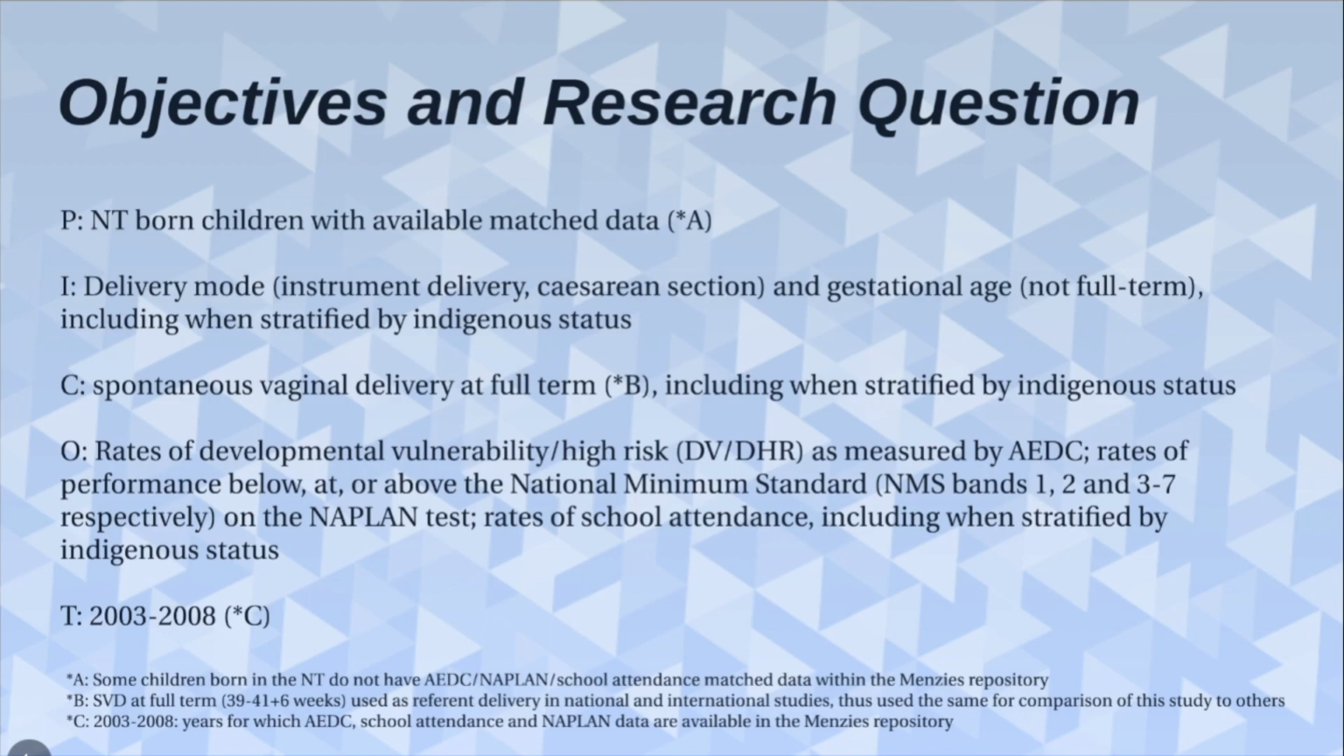Nonetheless, the aims will be met through the study's research question, which was made using the PECOT method for available data within the repository. This formulated a final research question which reads, for children born in the Northern Territory between the years of 2003 and 2008, did births by spontaneous vaginal delivery at full term, when compared with all other delivery modes and gestational ages, result in different rates of developmental vulnerability, as measured in the AEDC and NAPLAN scores, including when stratified by Indigenous status?